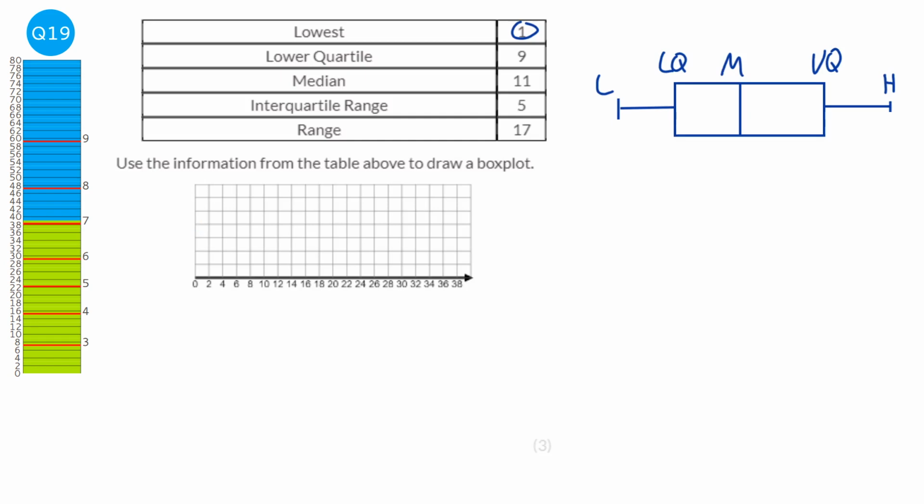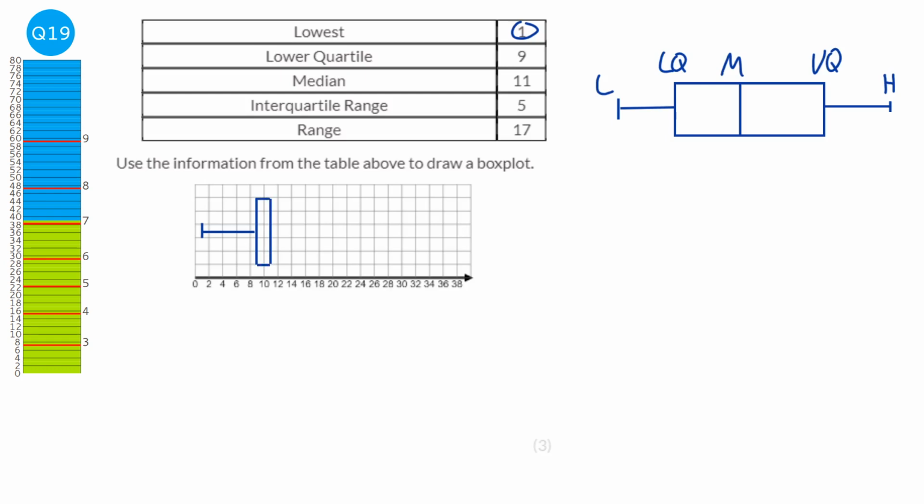A little bit further to the right. There we go. And our lower quartile is 9, which is kind of where the box starts. So we're just going to start a box there. We're just going to connect these up. There we go. And our median is 11, so we're just going to show that. Quite a thin box plot so far.